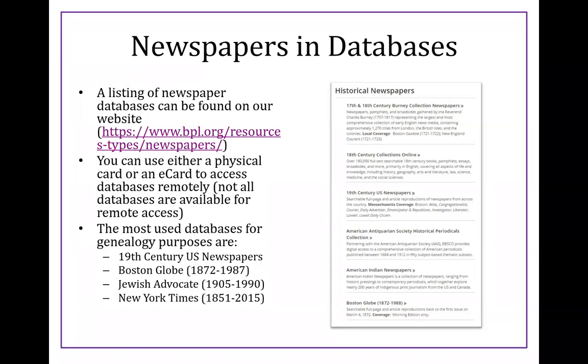We have 19th century US newspapers, which is exactly what it sounds like, newspapers from the US in the 19th century. And it includes several newspapers from Boston. We have the Boston Globe going all the way back to its beginning in 1872. We have the Jewish Advocate from 1905 to 1990. And we have the New York Times from 1851 to 2015.